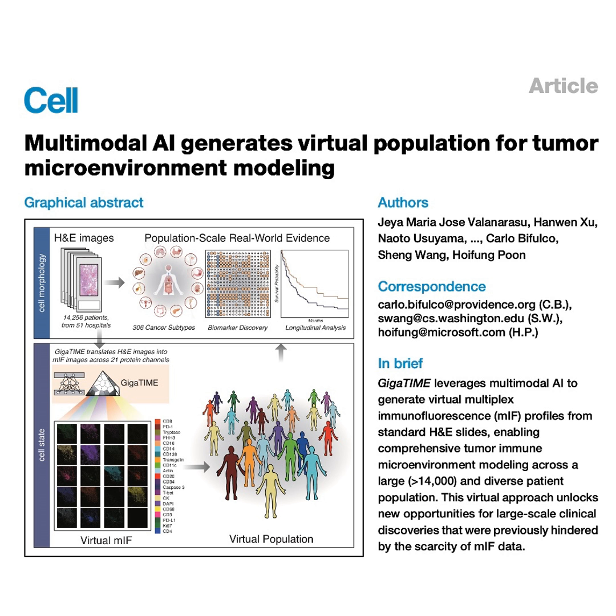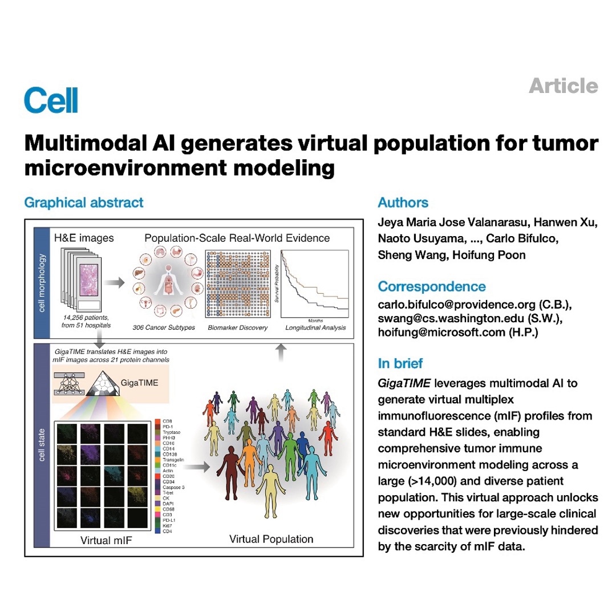A monumental population. We're talking 14,256 patients from 51 hospitals across 7 U.S. states. It covers 24 cancer types and over 300 subtypes. So what was the final output of a calculation like that? Almost 300,000 virtual MIF slides. The mission here is to create a clinical atlas to unlock discoveries at a scale that was just impossible before.